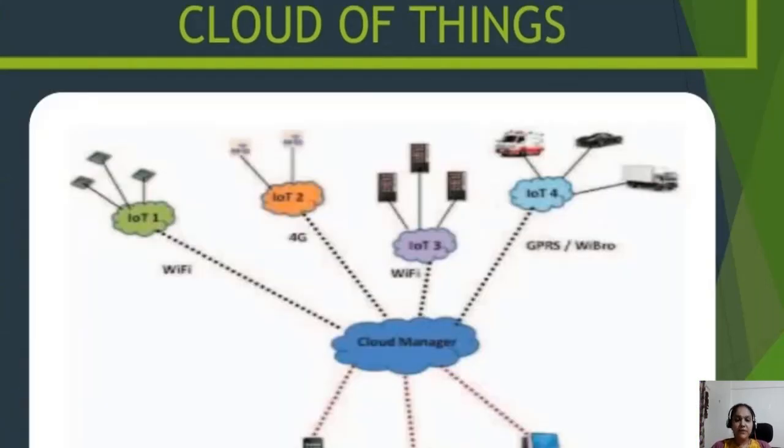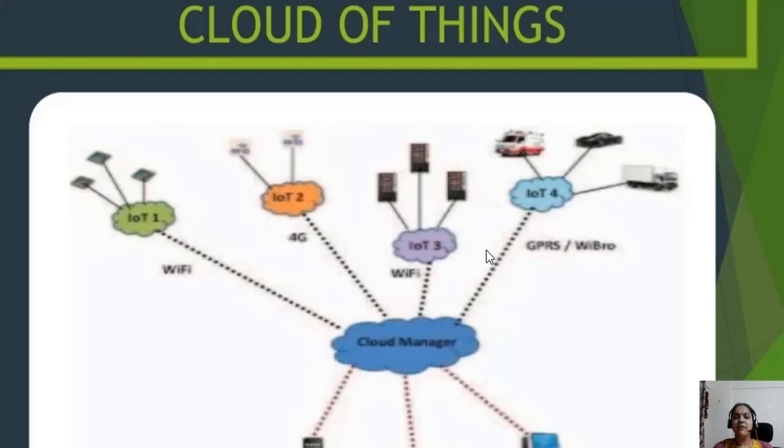Now, the cloud of things, you can say. If you just see over here, I have a cloud manager, and this cloud manager is connected with multiple devices. Here I have IoT 1, IoT 3 and IoT 4, and like that, each IoT is connected with some other type of devices. The device can be anything, right? It can be any organization, any institute, any company, any type of business, any type of network, any type of home appliance, right?